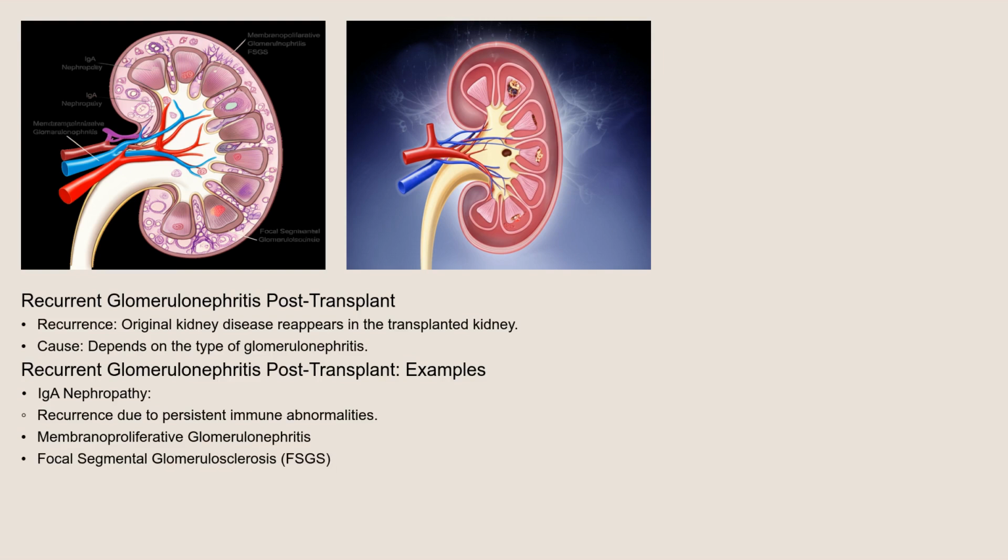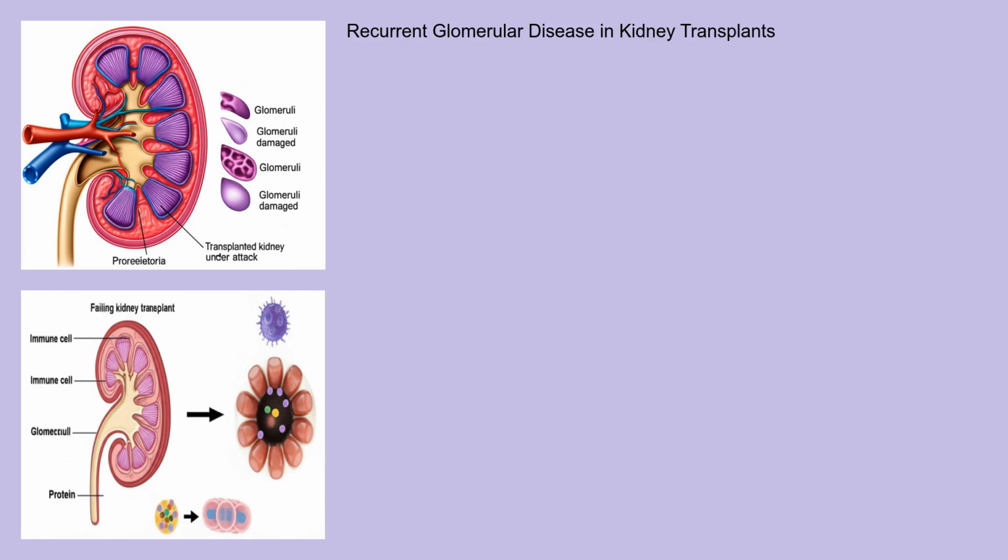well. The precise reasons why these diseases recur are not fully understood, but factors such as persistent circulating antibodies, genetic predisposition, and ongoing immune system dysregulation all play a role. The pathophysiology involves the same disease processes that caused the original kidney failure, now targeting the transplanted kidney. For instance, in recurrent IgA nephropathy, IgA antibodies deposit in the glomeruli, triggering inflammation and damage.